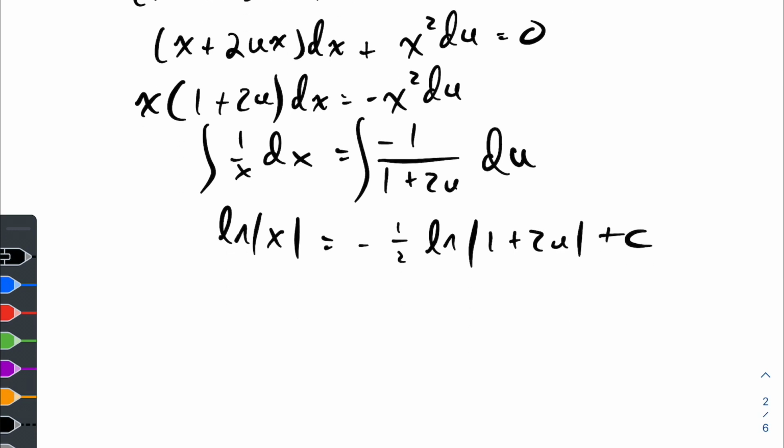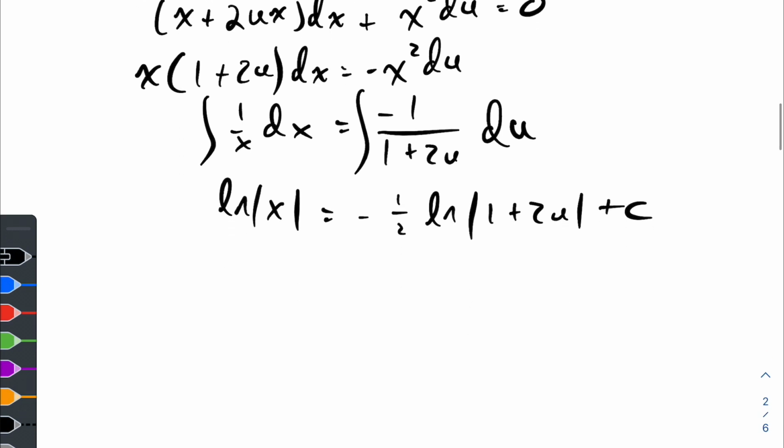Maybe I'm going to try, I did the plus c on the left side last time, I'm going to put it on the right side, see if it works out any better. Notice that I had to include this 1/2 right here, because if I do the derivative of ln of 1 plus 2u, I would get 1 over 1 plus 2u times, by the chain rule, the derivative of 1 plus 2u, which is a 2. And that 2, I need to divide by 2 to cancel that 2.